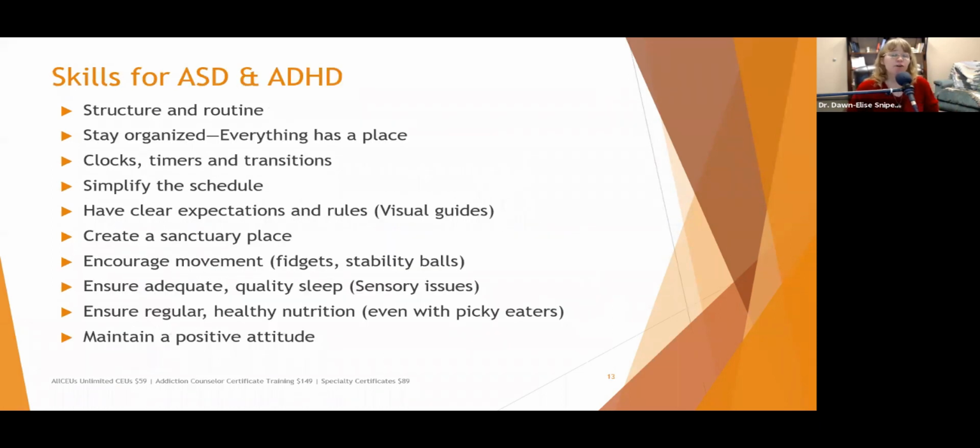If they also have concurrent ADHD, stick with that structure and routine. That's really important for both conditions. Stay organized, remembering that everything has a place. It can be a bin. It doesn't have to be micromanaged. You can have a bin for socks and a bin for shoes and a bin for action figures. That's fine, but everything has its place.